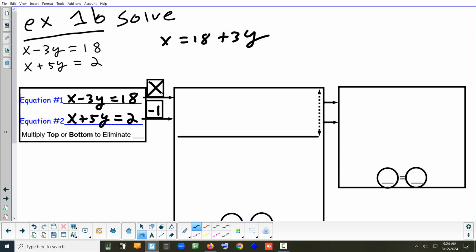All right, so we're not multiplying the top one by anything, so we're going to copy that one over. x minus 3y equals 18. And Marie, what am I multiplying the bottom one by? -1. Yep, so we're going to distribute that -1 out, just like that. Eli, can you tell me what I get when I distribute that -1 out? Yeah, -1x. Yep.